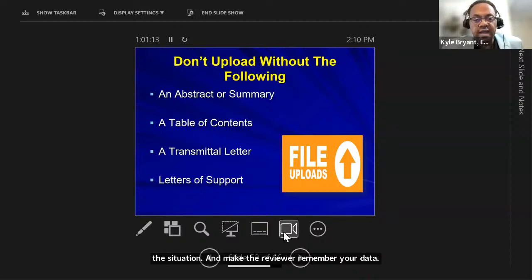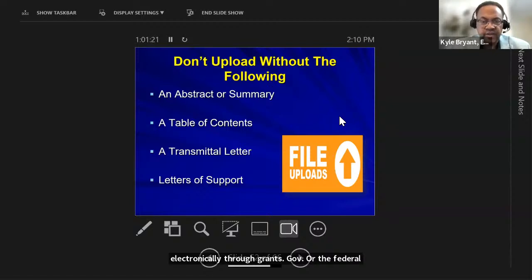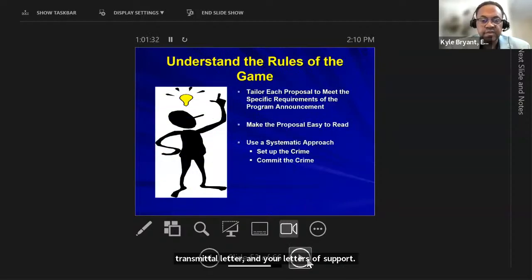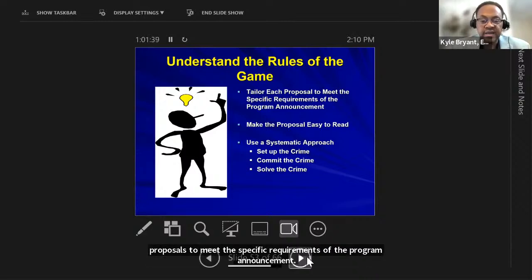And since all of the applications are submitted electronically through grants.gov for the federal applications, don't upload it without the following: an abstract or summary, a table of contents, a transmittal letter, and your letters of support. Understand the rules of the game. Tailor each of your proposals to meet the specific requirements of the program announcement. Make the proposal easy to read and use a systematic approach.